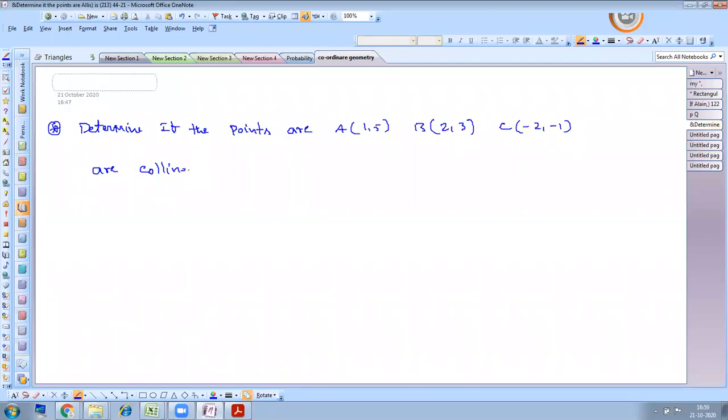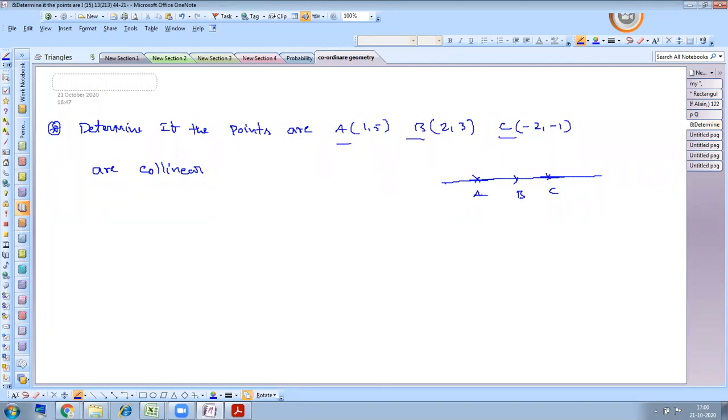When can you say a few points are collinear? Two points always form a line. If the third point is also on the same line, suppose A, B, C are on the same line, then those points are called collinear points. If 3 points are lying on the same straight line, those 3 points are called collinear points.